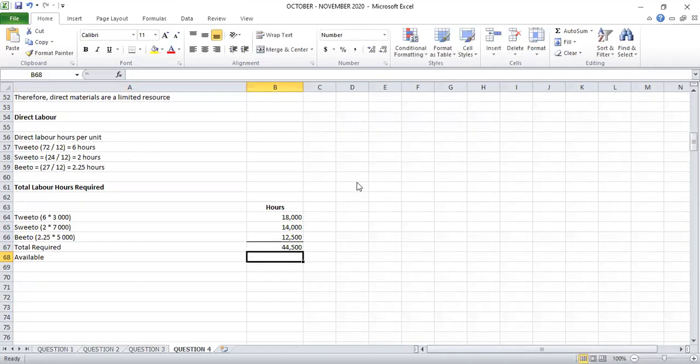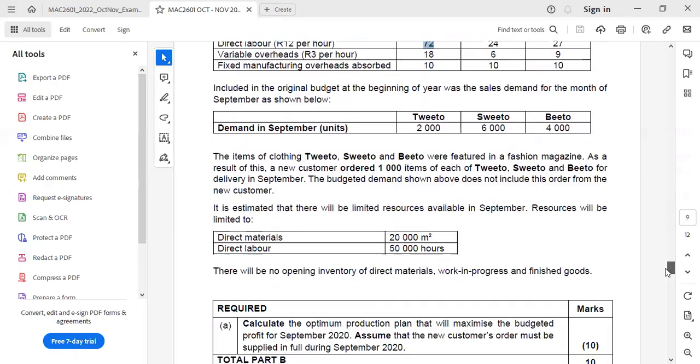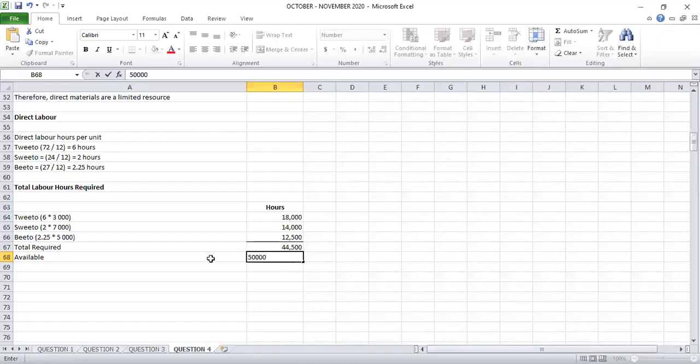So I want you to see that although they said direct labor hours are limited to 50,000, they are not a limited resource. Why? Because we've got an excess. We only need 44.